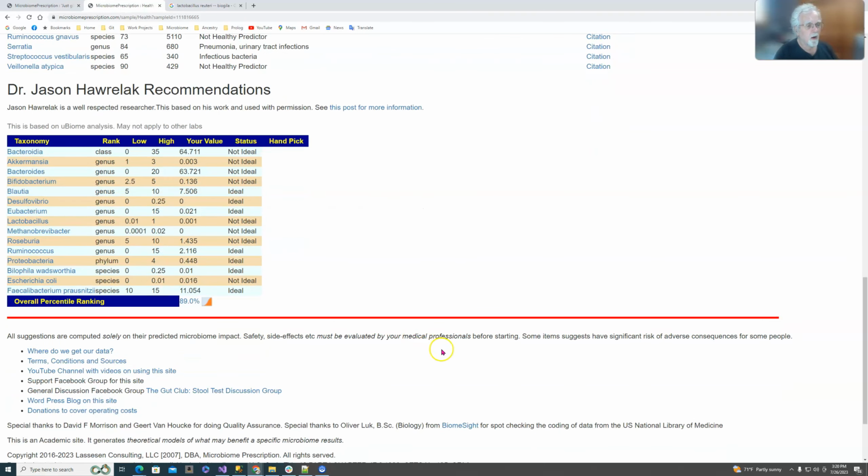Go down to Jason Hawrelak's suggestion, we're at the 89th percentile, and what we find is this is one of the anti-inflammatory bacteria, Bifidobacterium, and that is very low. Another one is Lactobacillus. Another one is Roseburia, low. She does have this one just barely over there, so that adds some anti-inflammatory, but it's a low percentile. It is in range, but no idea.